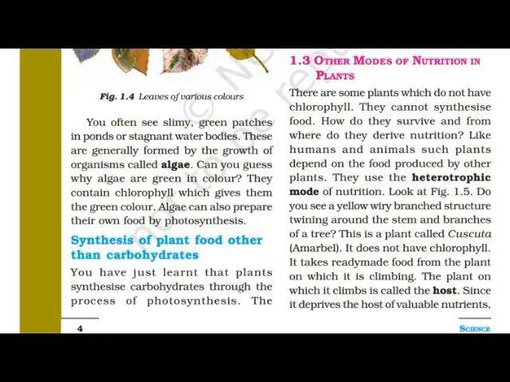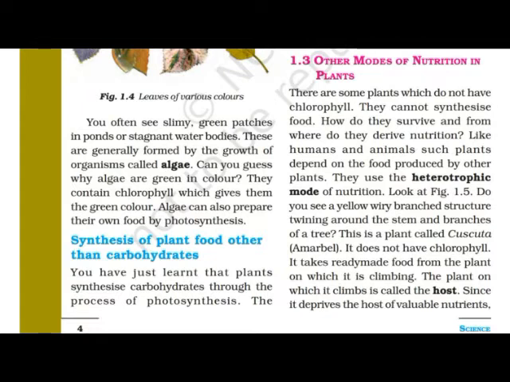1.3, other modes of nutrition in plants. We have seen plants are autotrophic, but now we are going to see a little something different, which is very interesting. There are some plants which do not have chlorophyll. They cannot synthesize their food. How do they survive? From where do they derive nutrition? Like humans and animals, such plants depend on the food produced by other plants. They use the heterotrophic mode of nutrition.